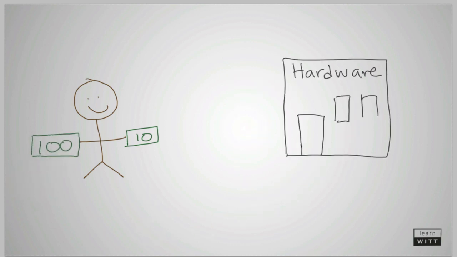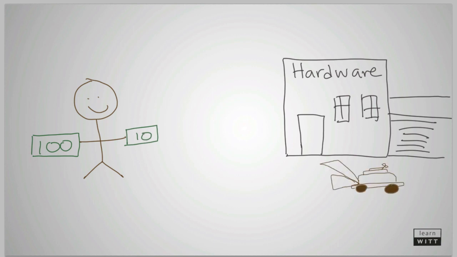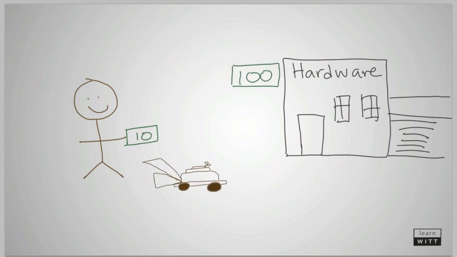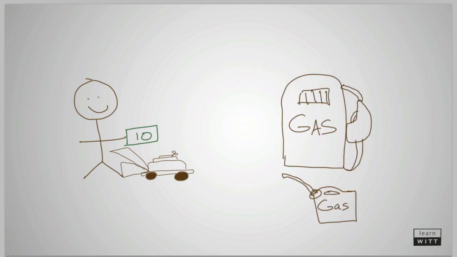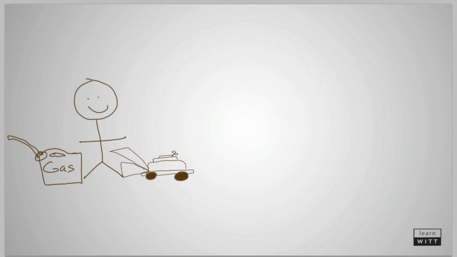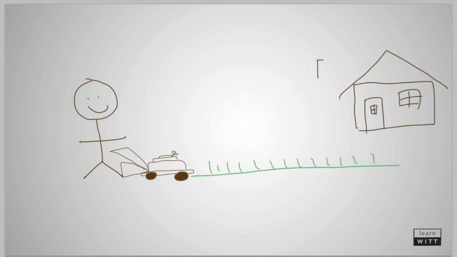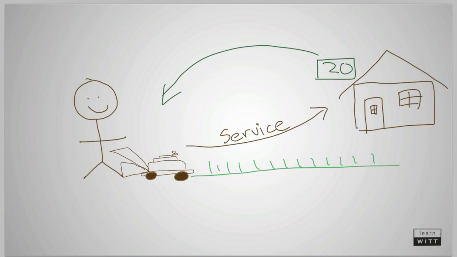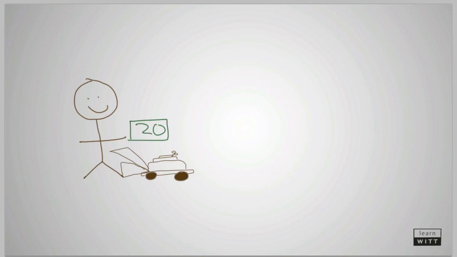Jim then goes to the hardware store and buys a lawnmower for $100. Jim then buys gasoline needed to mow a lawn with his mower. Next, Jim earns $20 by mowing a lawn. At this point in time, what does Jim have? Jim has $20. Also, Jim has a lawnmower that cost him $100.